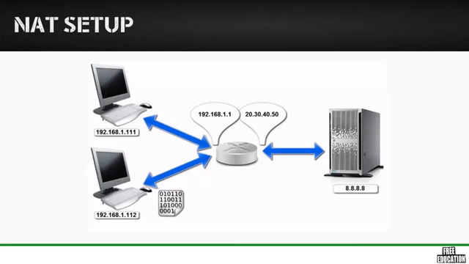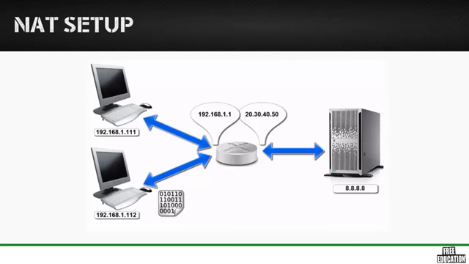Now the question is, what happens if one of these two machines wants to talk to a server on the internet with a public IP address? You might have noticed by now that the router has two interfaces with two different IP addresses. On the left hand side it has 192.168.1.1. On the right hand side it has 20.30.40.50, and this is a public IP address.